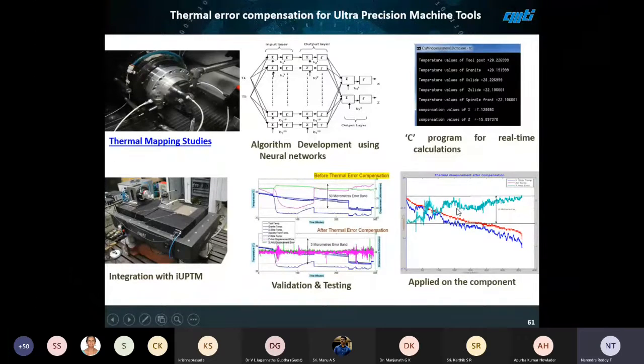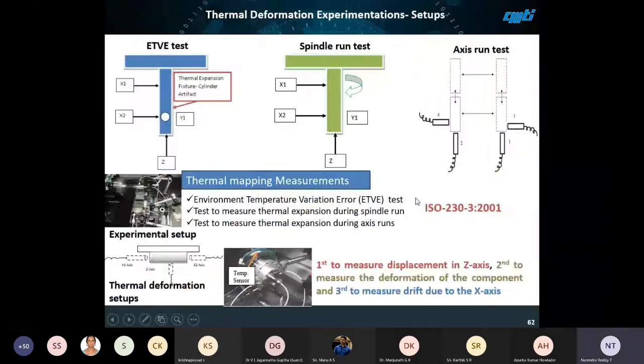For some applications where a linear relationship exists, you can use regression techniques also. For the experimentation on spindle thermal behavior, there is a standard, ISO 230-3. Using that standard, I found out the spindle effect due to environment, the machine effect on a running spindle, and the effect from the axis movements. I studied three different tests at various temperatures, and for thermal deformation we used capacitive sensors to get the displacement values.